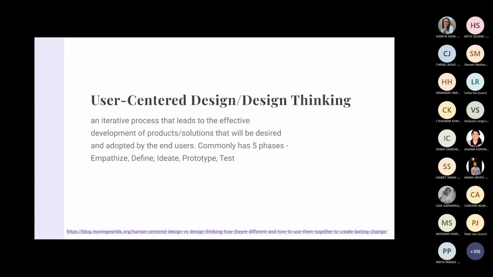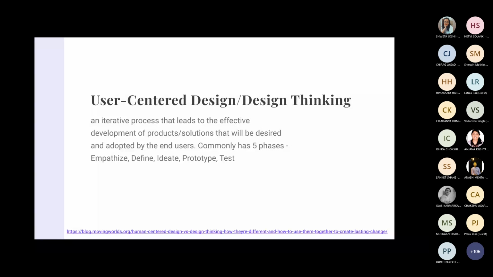Then there's user-centered design or what we call design thinking. So what is usually an issue with computer science students or engineering students is that we're so trained to directly jump to solutions that if we think of a problem, we directly start thinking of, oh, we should do this to solve it. But that is not the correct way to go about this. And that's what user-centered design tries to solve.